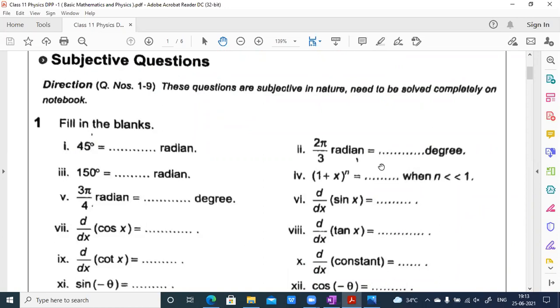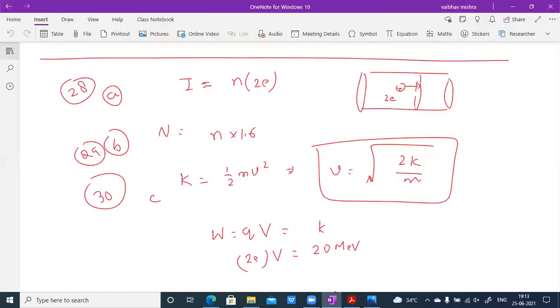1 plus x raised to power n can be written as, when x is very, very small. This condition is written wrong here. This was the binomial approximation.